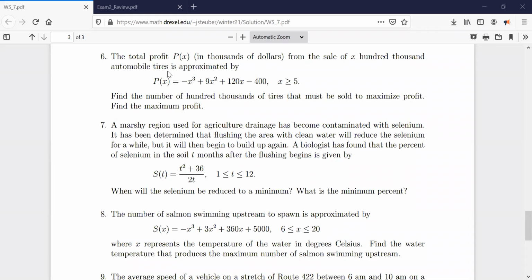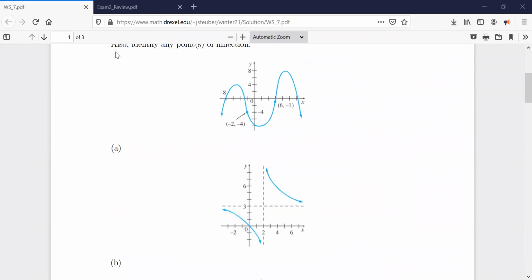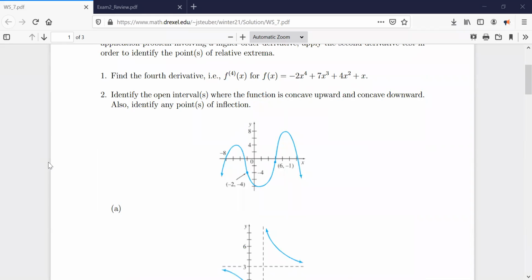How's everybody doing? Can you guys hear me and see my screen?